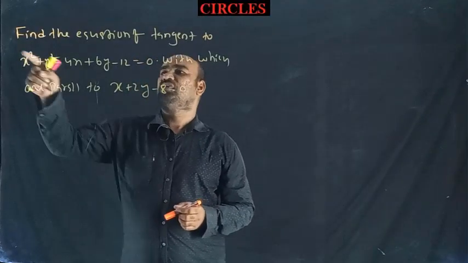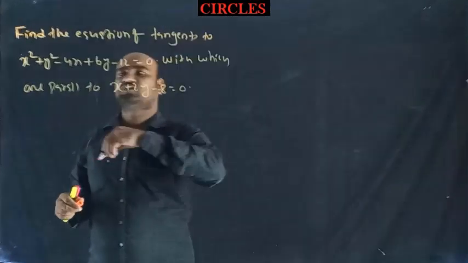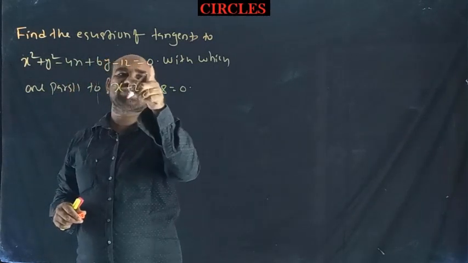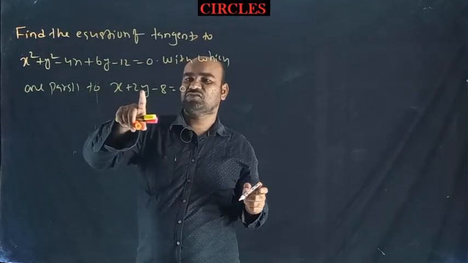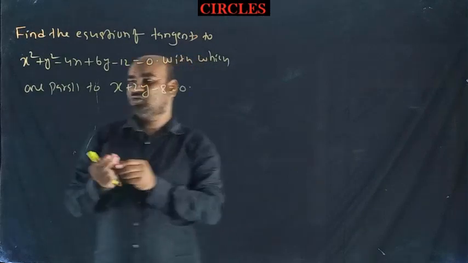Example problem: find the equation of tangent or tangents to x squared plus y squared minus 4x plus 6y minus 12 equals 0 which are parallel to x plus 2y minus 8 equals 0. Okay, observe.